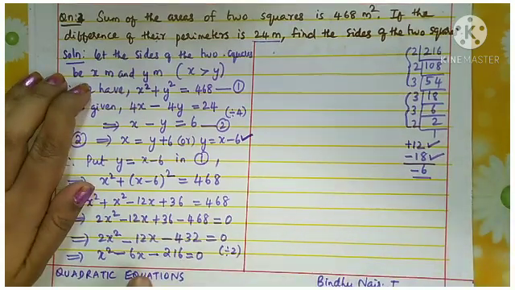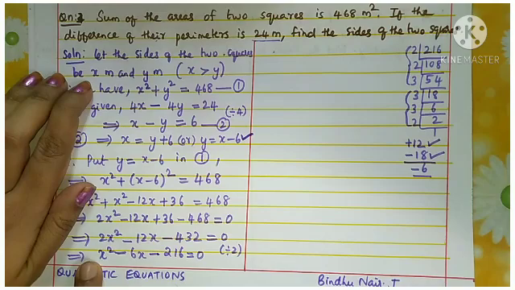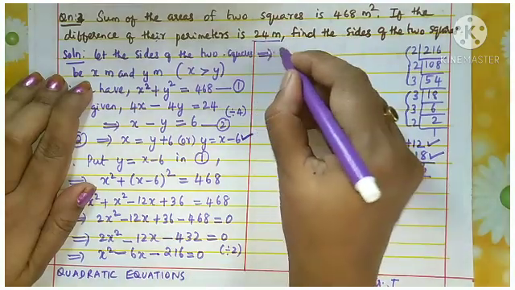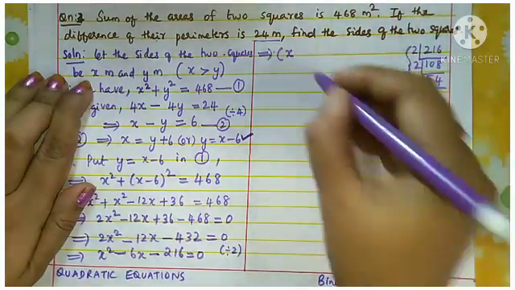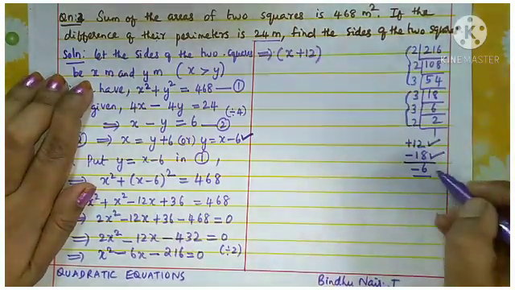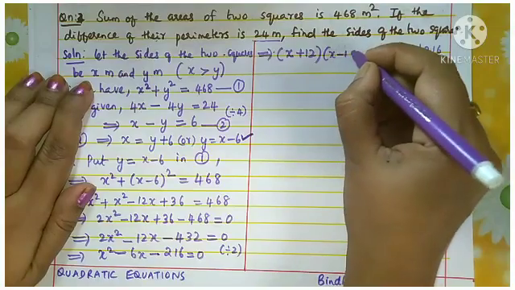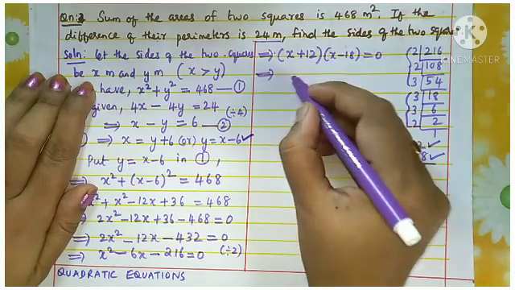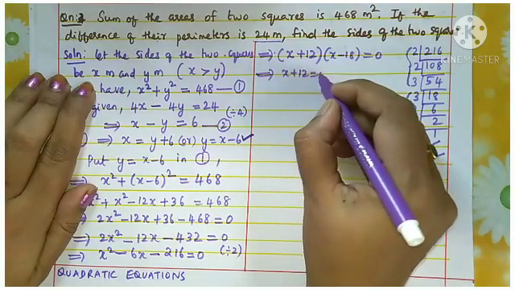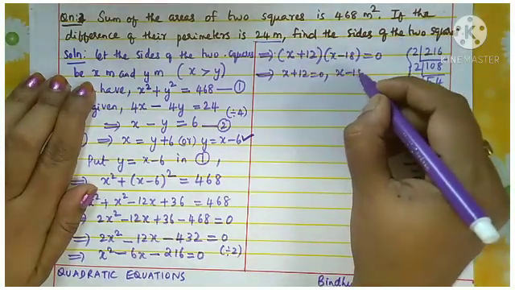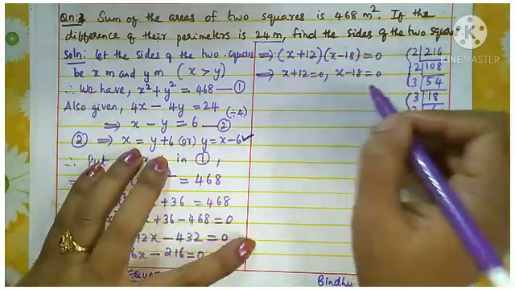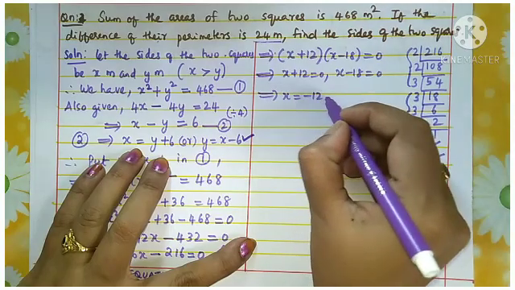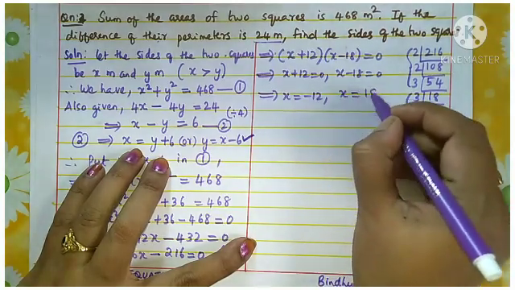Okay, here also you see the coefficient of x square is 1, so you can write the factors directly. So this implies x, what is the first number? Plus 12, and second number minus 18 is equal to 0. Okay, so this implies x plus 12 equal to 0 first case, and x minus 18 equal to 0 second case, and this implies x equal to minus 12 and x equal to 18.